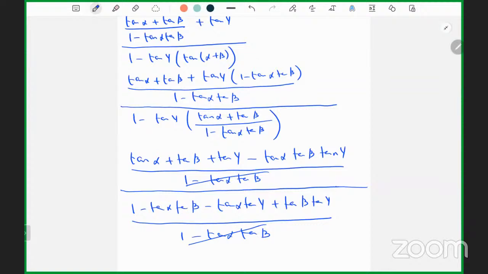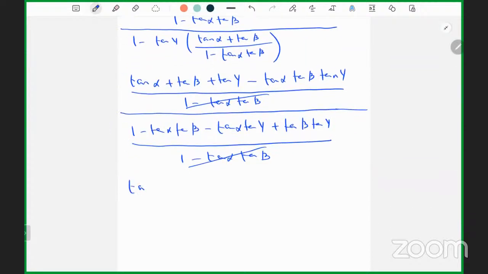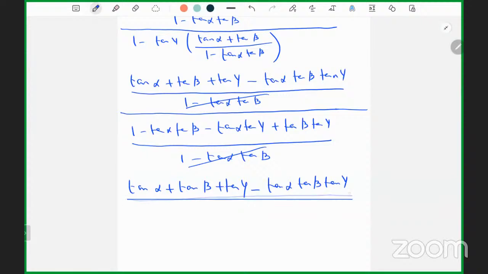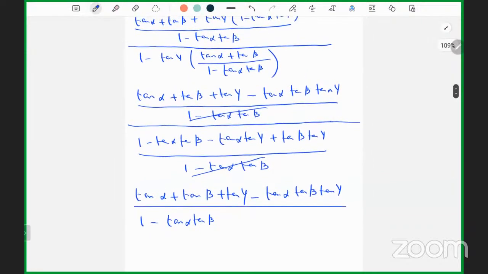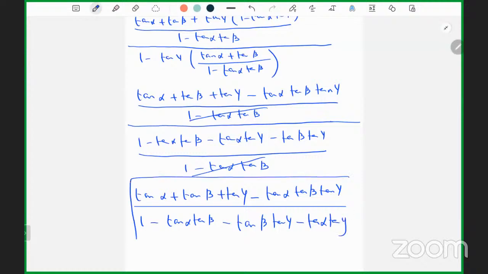These two denominators are the same so they cancel. I am left with tan alpha plus tan beta plus tan y minus tan alpha tan beta tan y upon 1 minus tan alpha tan beta minus tan beta tan y and minus tan alpha tan y. This was the identity that we had to prove.